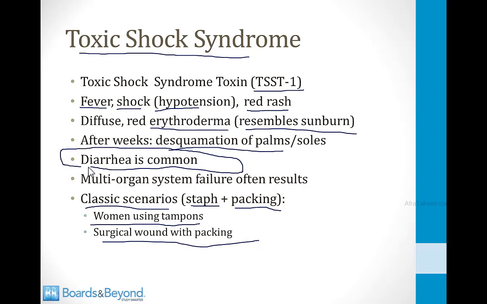So one thing I always recommend you remember about toxic shock syndrome is that in general, it's just going to look like someone who is infected with shock. They'll have a fever and they'll be in shock. But the things that'll tip you off that it's a toxic shock picture are this red rash, which is very unusual for sepsis, and the diarrhea, which is also very unusual. And then finally, especially in board questions, they will usually give you some type of clue about a woman using a tampon or a surgical wound that's been packed for several days.